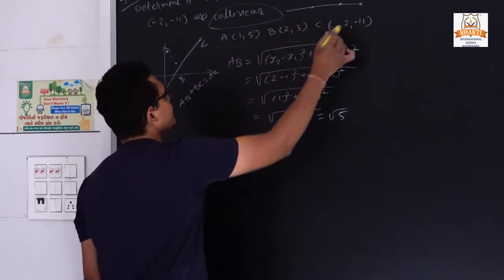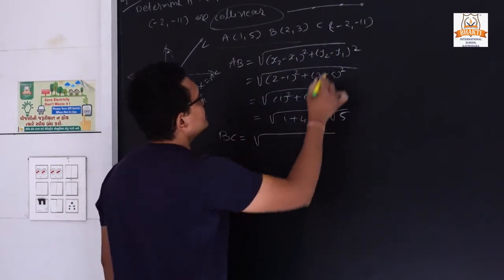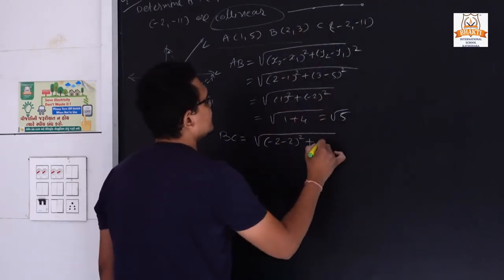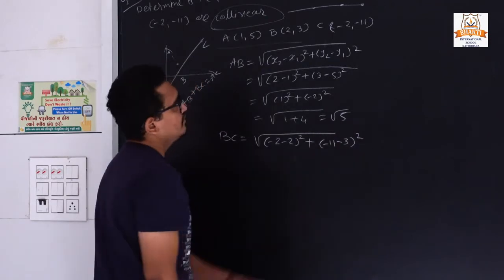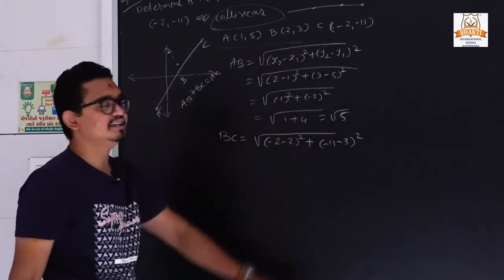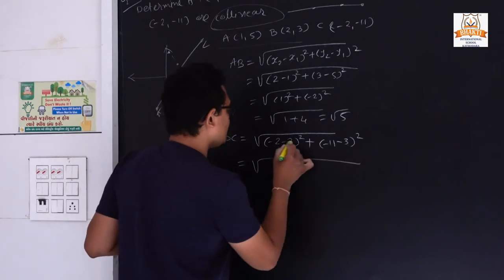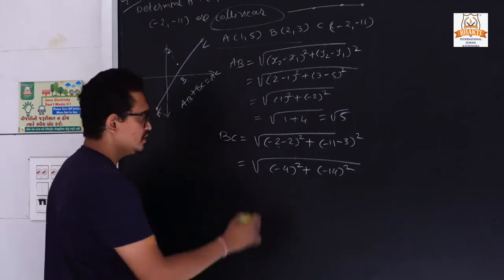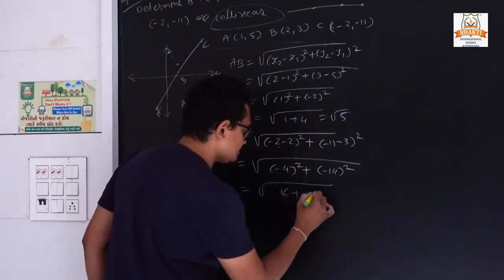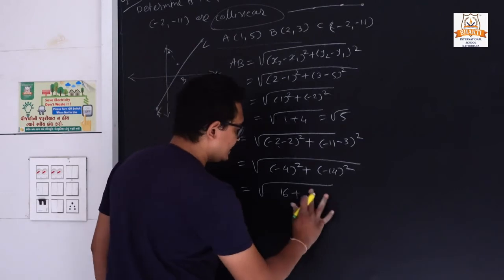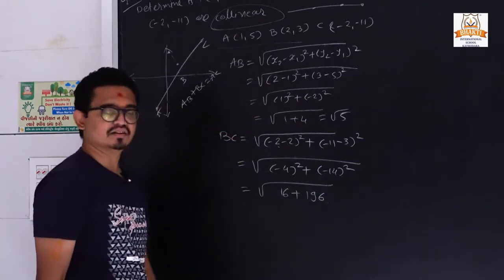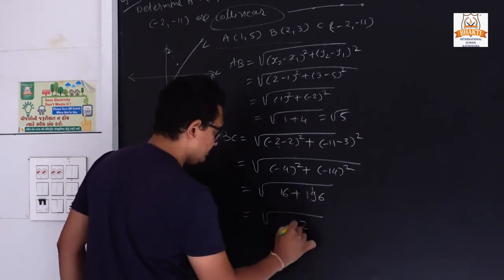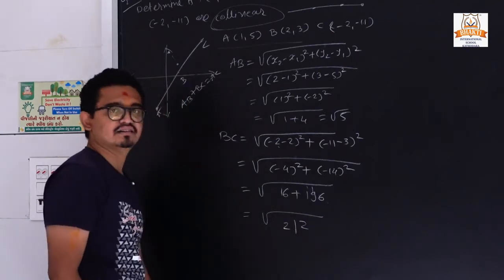We can also find BC. So x2 minus x1, -2 all square, y2 minus y1, y2 is -11, y1 is 3. So -2 minus 2 is -4 all square, here -14 all square. So 4 square is 16 and 14 square is 196. Now the summation of both, 6 plus 6 is 12, 9 10 11, 1, so it is 212.